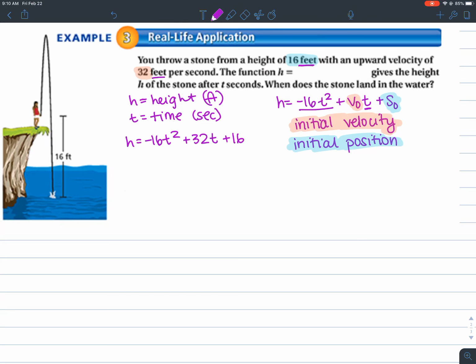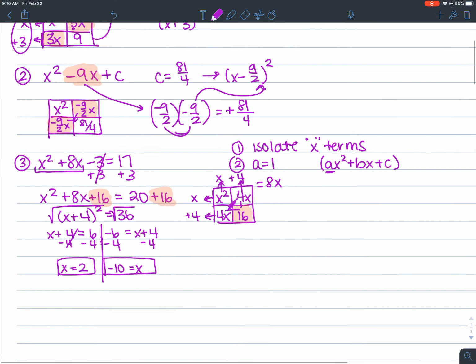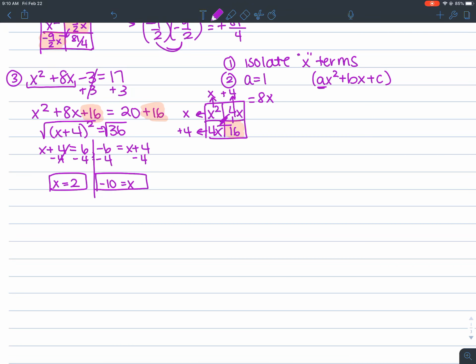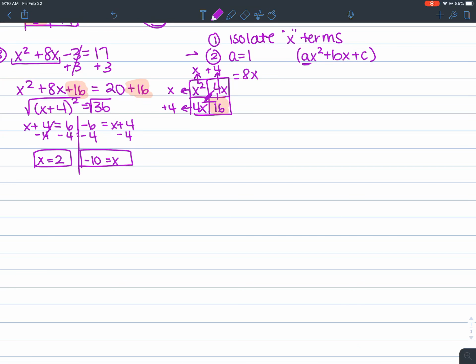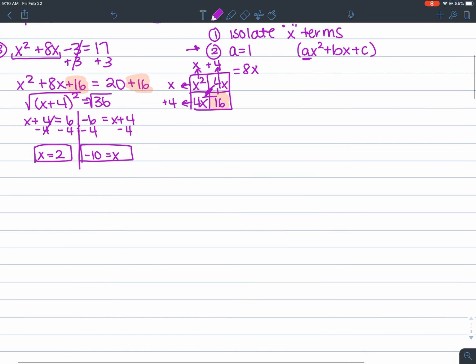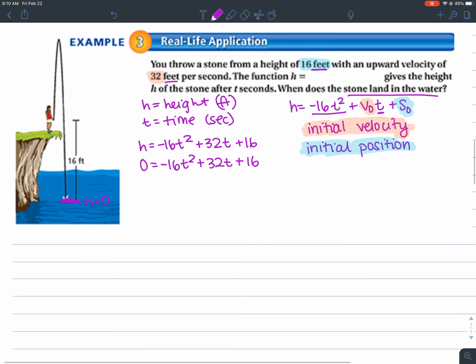Okay. And then my question says, when does the stone land in the water? Well, what's the height of the stone when it lands? Okay, the height is 0. So I'm going to set this equal to 0. And now I'm going to come back up and look at what were the rules that we said. So we want to isolate the x terms and also ensure that this is 1. So if I can do them in the same step, we'll try.